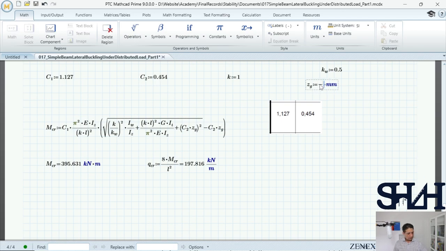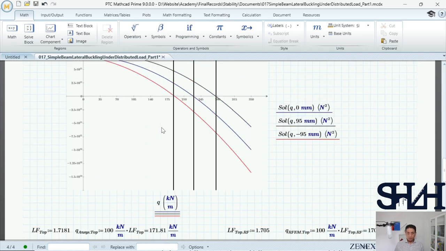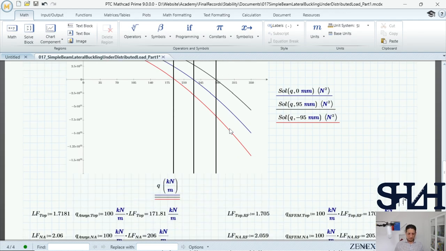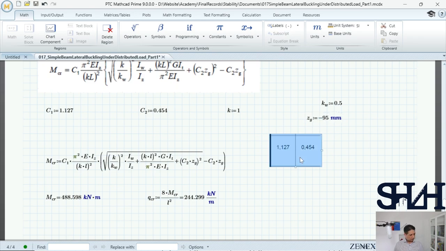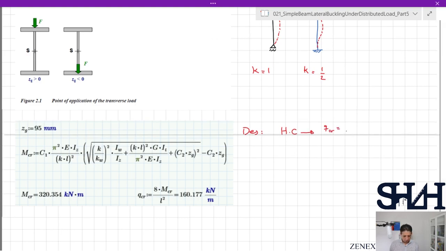And if we change it to minus 95 millimeter, then we can see that it's coming to be 244, which with the calculation with ANSYS and also with RFEM, it was 243, which is very close to what we got from software analysis. And here, this is our hand calculation according to approximation, 276. So it's better if I just copy these values for our notes. Let's change this first to 95 millimeter.